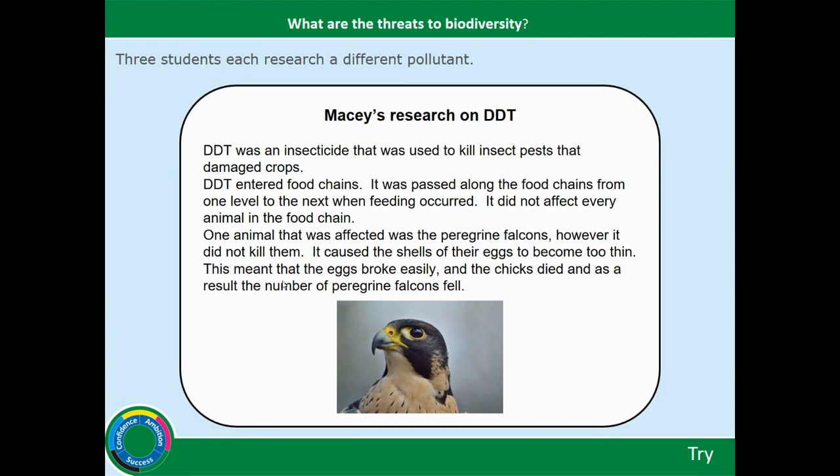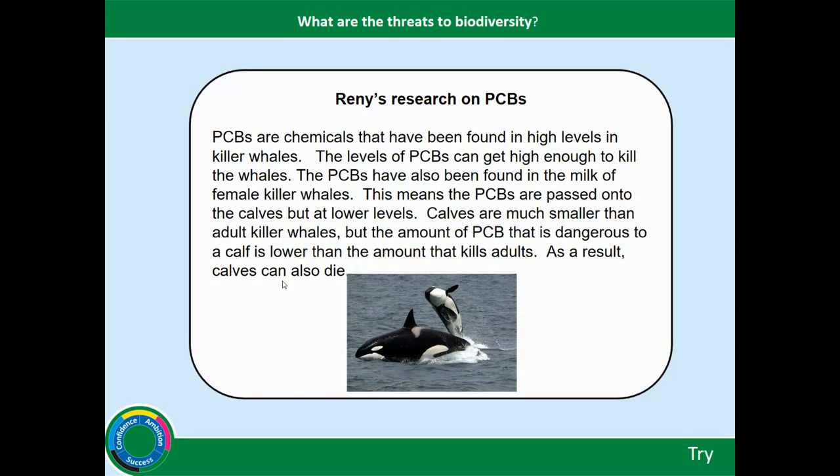One animal that was affected was the peregrine falcon. However, it did not kill them. It caused the shells of their eggs to become too thin. This meant that the eggs broke easily and the chicks died, and as a result, the number of peregrine falcons fell. Please note what happened to the peregrine falcon when DDT entered their food chain. Their eggshells became too thin. That is a quiz question.